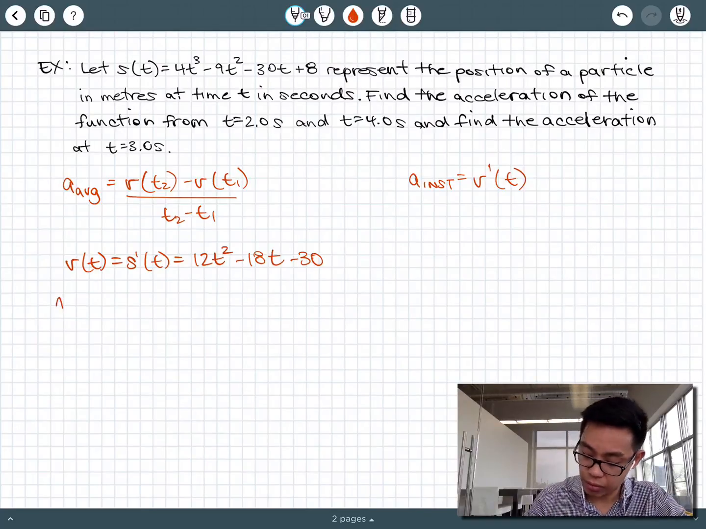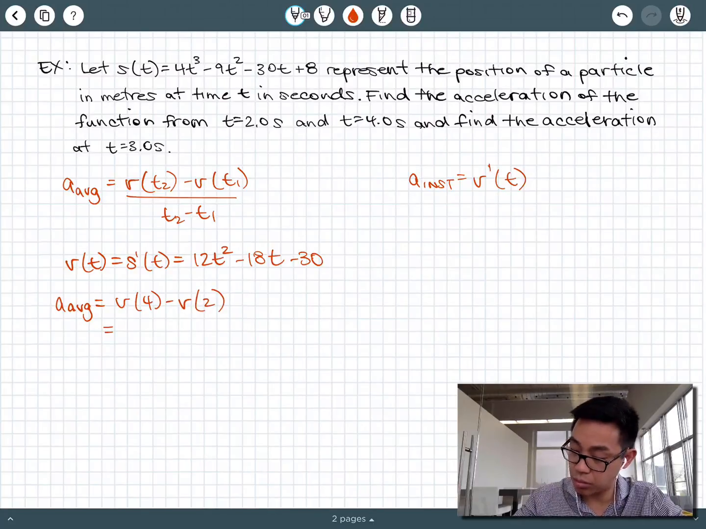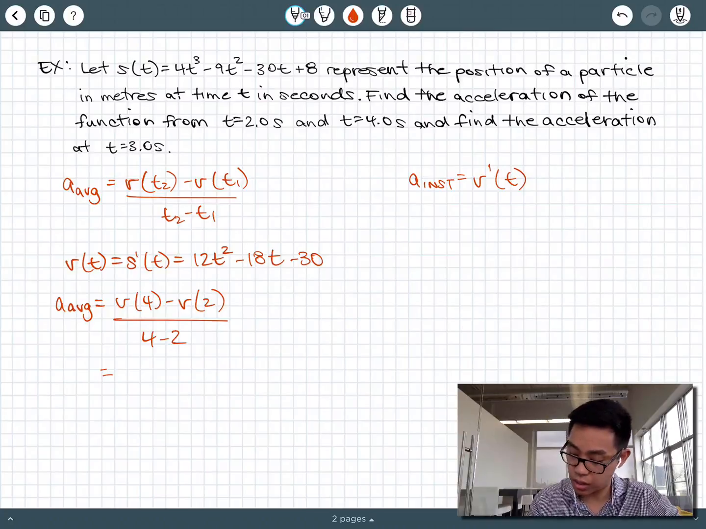Now let's calculate the average rate of change. So it's v at t2 minus v at t1, which would be v at 4 minus v at 2, all over 4 minus 2. So v at 4, when you sub in 4 into here, you get 30 meters per second.